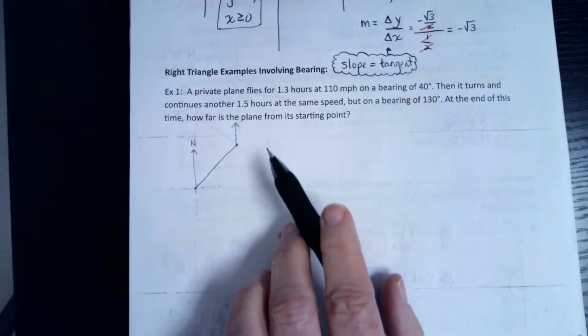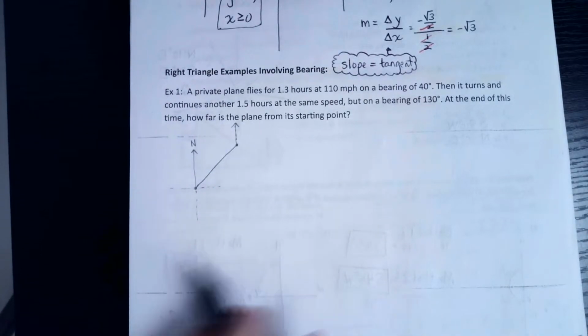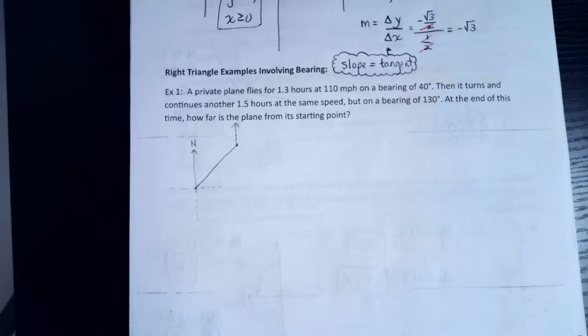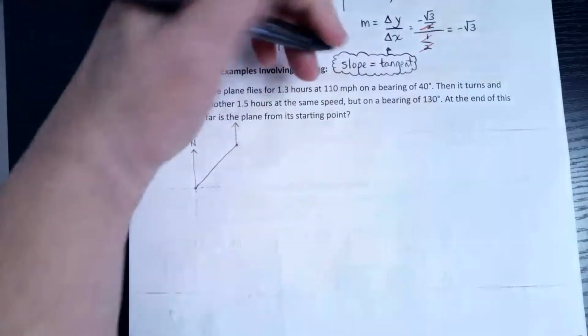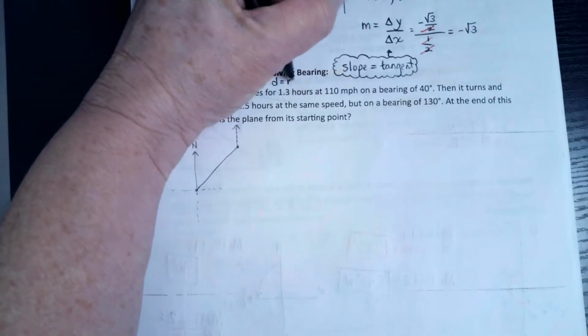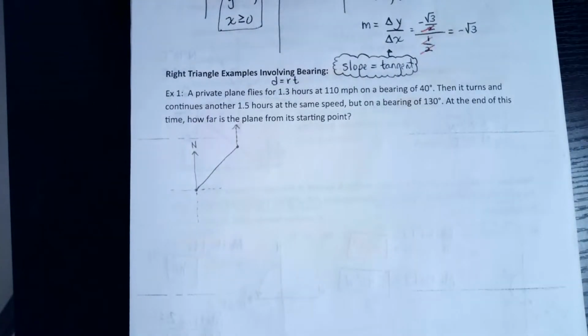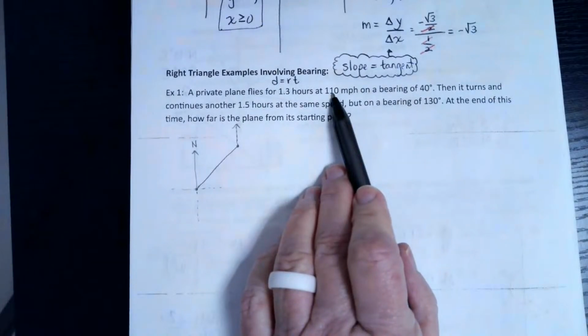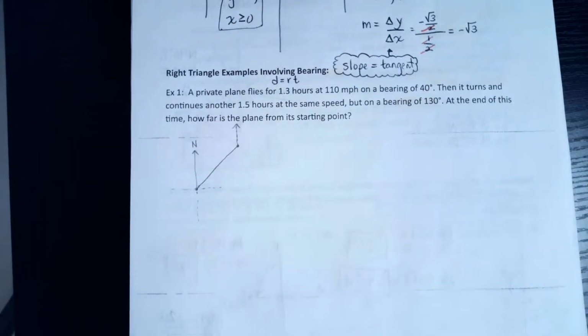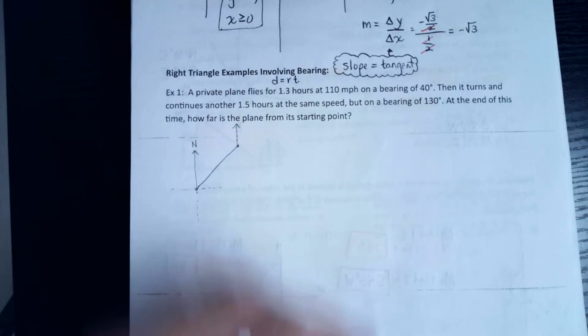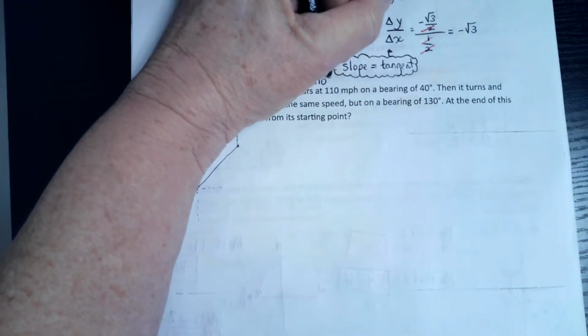Now, do we know how long that segment of this trip is? 1.3 hours. That's a time, that's not a distance. Have you ever used the formula distance equals rate times time? We have a rate. We have a time. If you are flying at 110 miles per hour for 1.3 hours, how far have you gone?